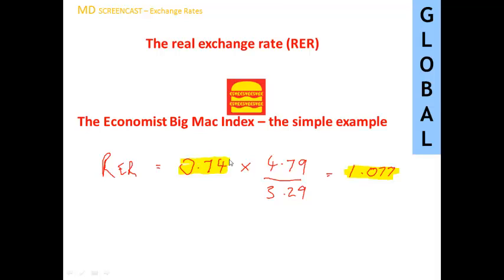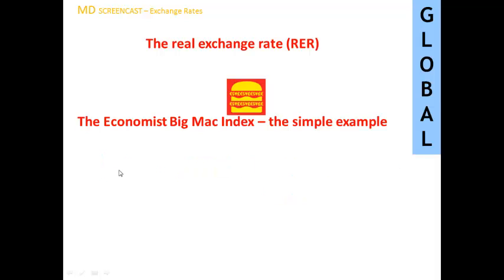So we'll show this again, where if a US holder of dollars exchanges $4.79 at the current nominal exchange rate of 74 euro cents, they'll be able to acquire €3.545. And what that really shows is that they can acquire more euros than they need to buy that product, the Big Mac, which is priced at €3.29. Therefore, the dollar, when converted to euros, has greater purchasing power.